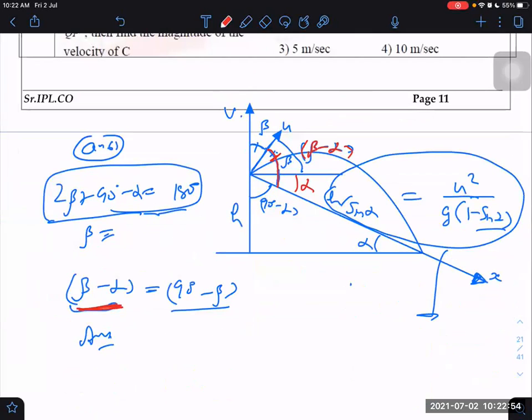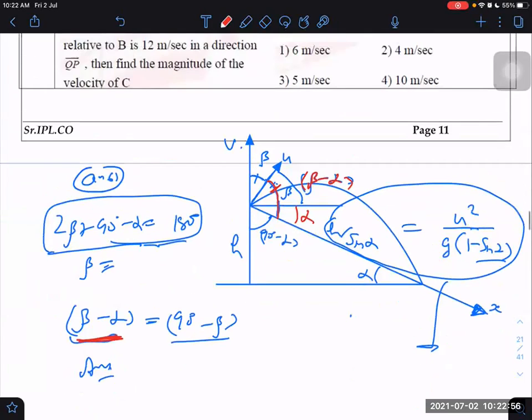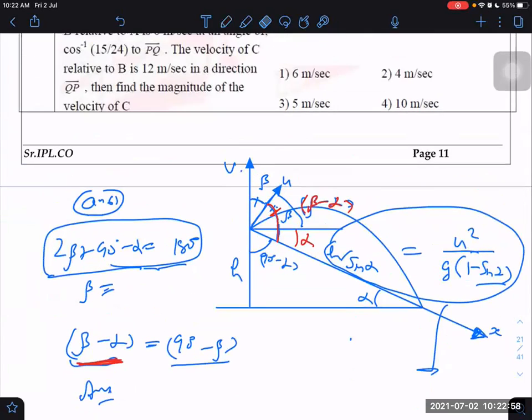We can get that. After knowing alpha, we can get the beta minus alpha value. And how to determine beta? Beta we can determine by this condition: beta plus 90 minus alpha total is equal to 180 degrees. We can obtain beta also.